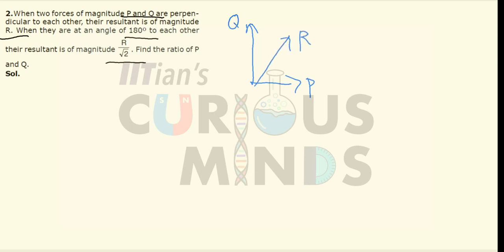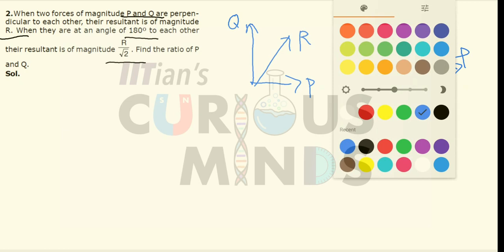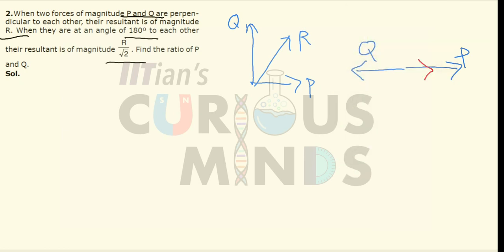Now when they are at 180 degrees, this will be P, this will be Q. The resultant over here will be in the direction of the greater force. So let me assume that P is the greater force. So it will be equal to R divided by root 2. Find the ratio of P and Q. Okay, we have to find out the ratio of P and Q.